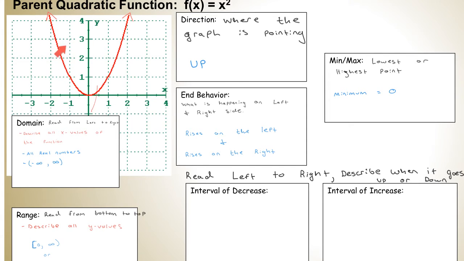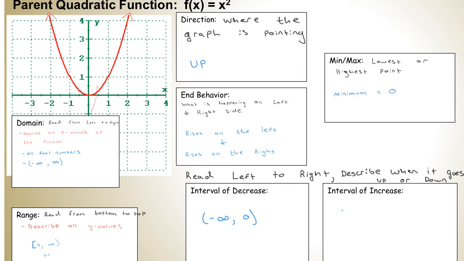And it doesn't stop going down until we get to the vertex. So if I'm only using x values, if I go way over here, as far as I can go, I can actually go to negative infinity. My x value over here is negative infinity. And it stops at 0. And that would actually be my interval of decrease. So from negative infinity to 0 would be an interval of decrease here.